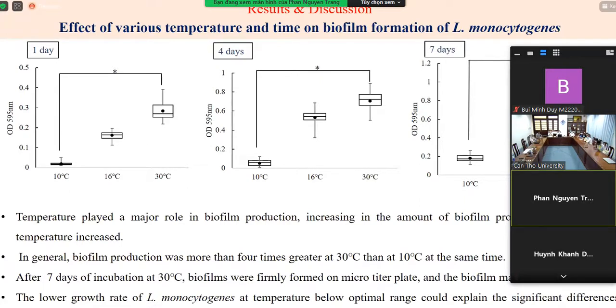In general, biofilm formation is more than 4 times higher at 30 Celsius degrees compared to 10 Celsius degrees. After 7 days of incubation at 30 degrees, biofilm formed and the biomass is around 0.9. The lower growth rate of Listeria monocytogenes at temperatures below the optimum range can explain the significant difference between the biomass produced at 3 different temperatures.